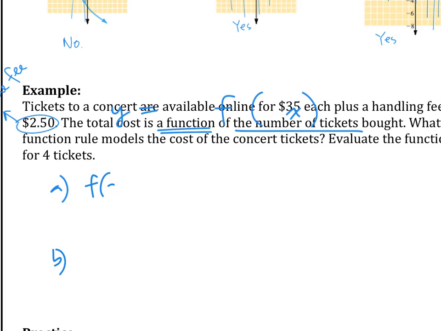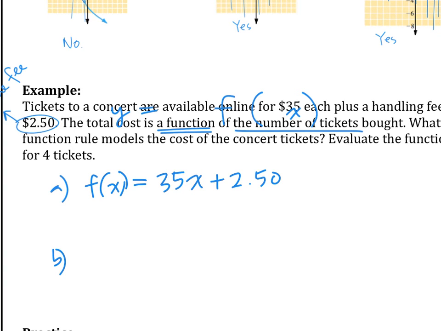So f of x. That tells us how to figure out the cost of the ticket. Okay, so each ticket costs $35. At the very end, you pay a $2.50 handling fee. So how do you write an equation, Lauren? 35x plus 2.50. Okay, $35 per ticket, so 35x plus $2.50 at the very end. So that would be our function. Remember, like last chapter, we were just writing 35x plus 2.50. All you do now is you add an f of x in front.